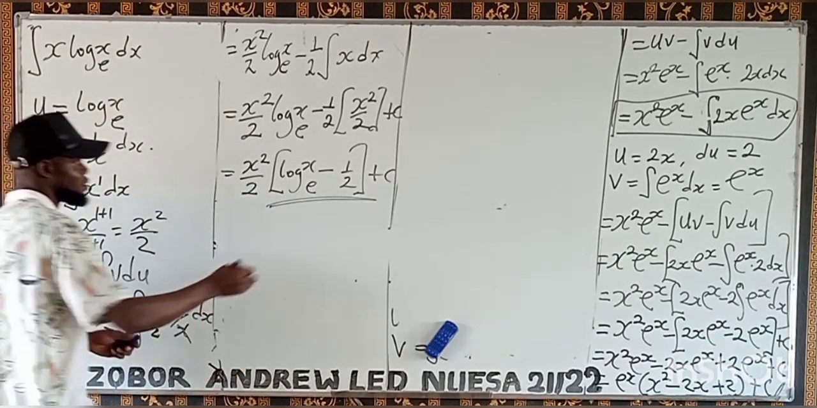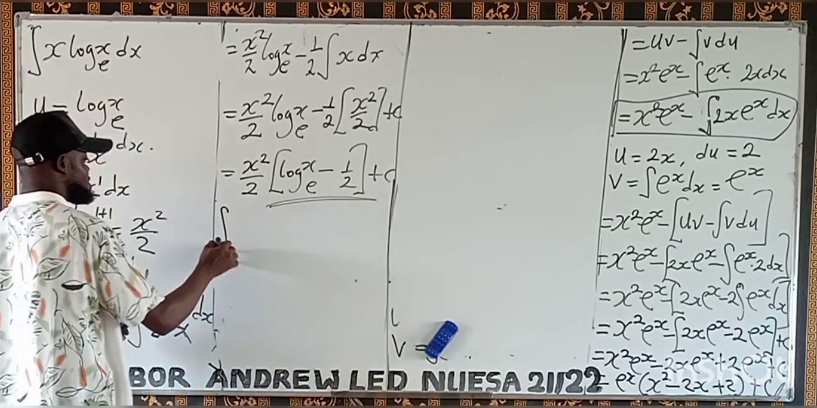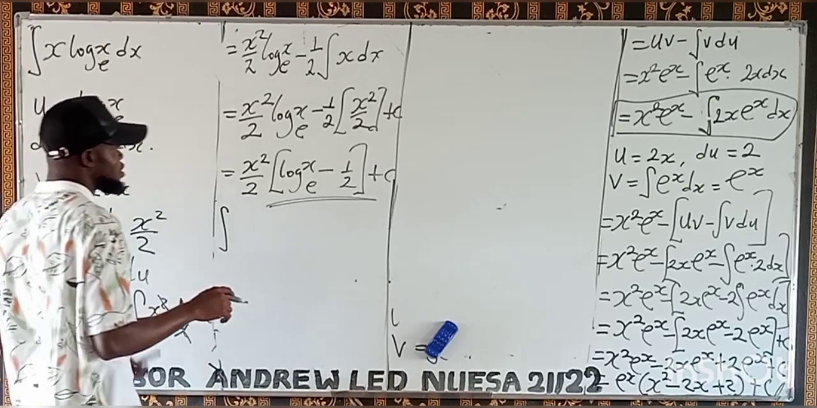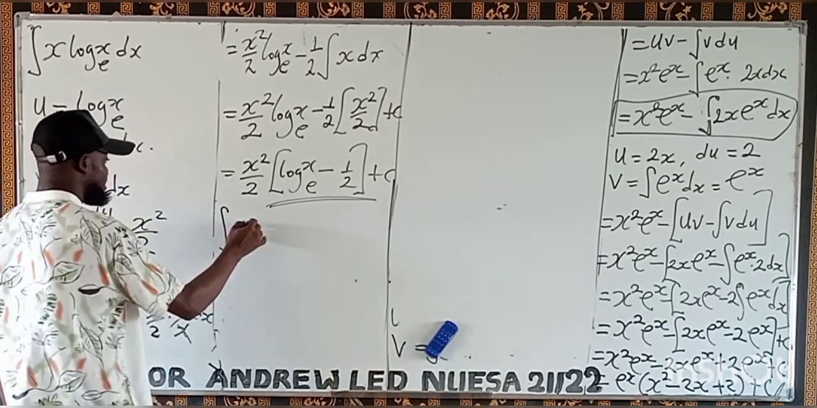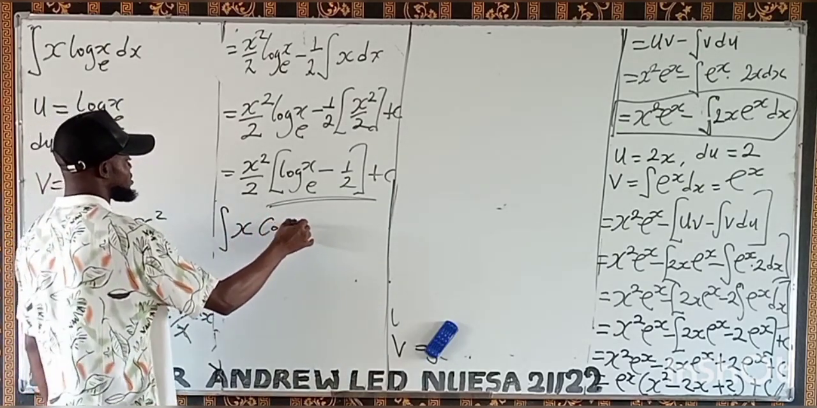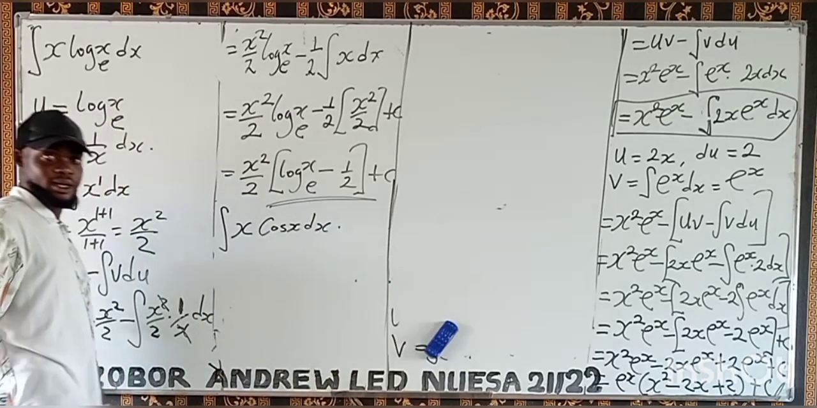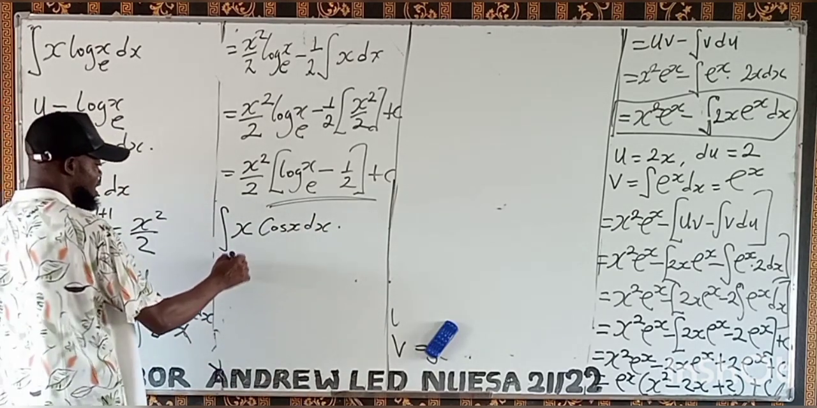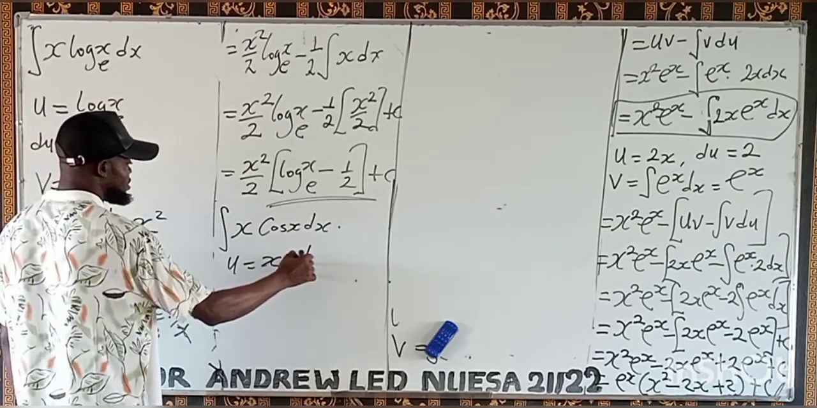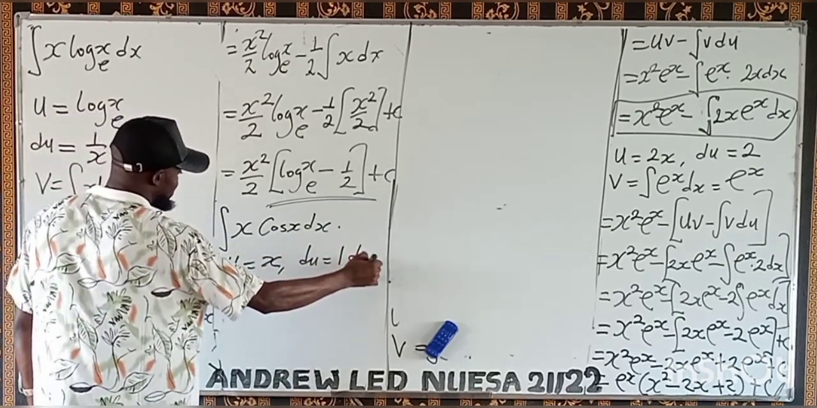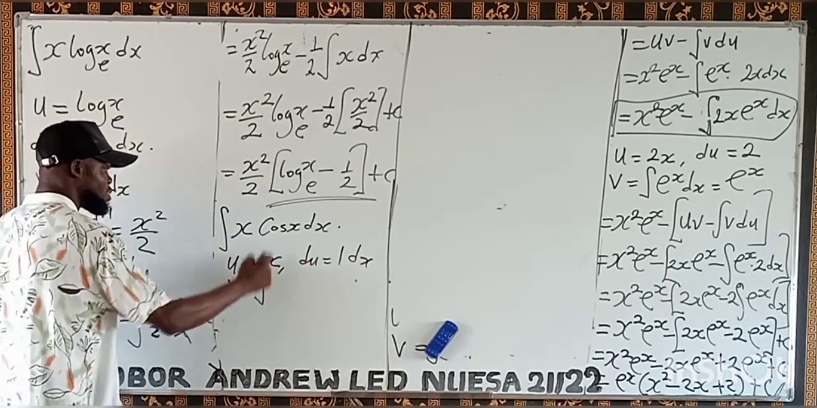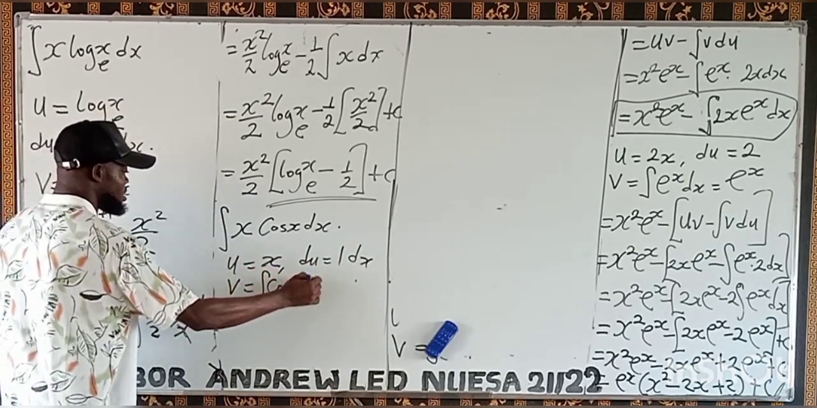Then the third one was integral s cos x dx. So remember our u is what? x. The du will be 1 dx. When we differentiate this one, I'm going to have 1 dx. The v will be the integration of the other side, which is cos s ds.